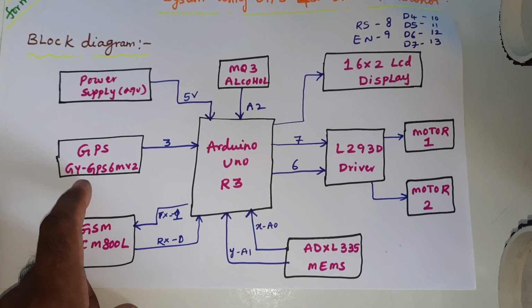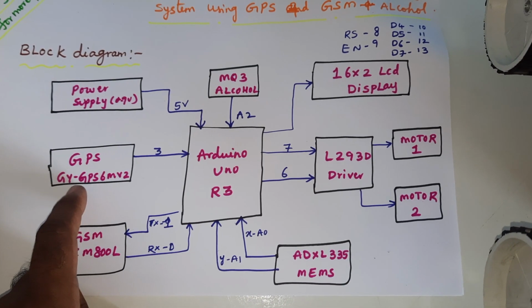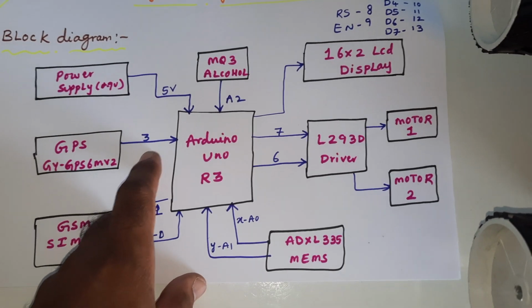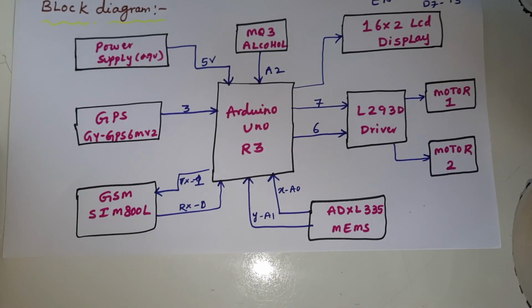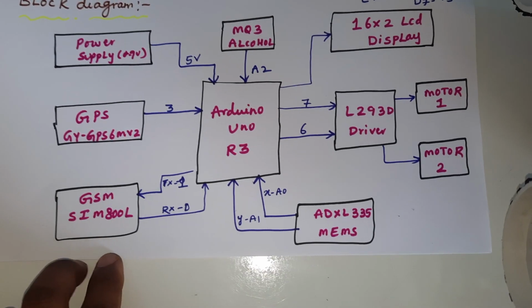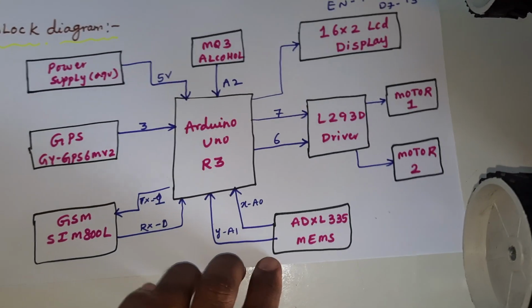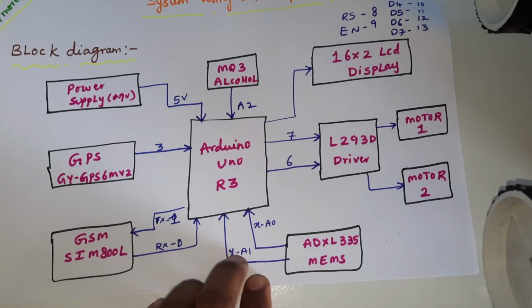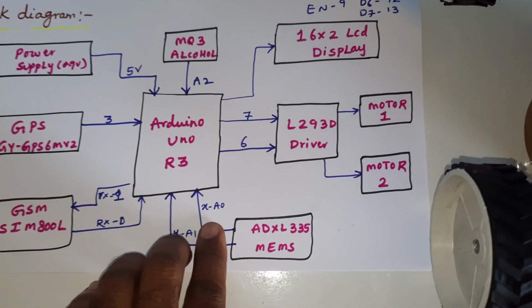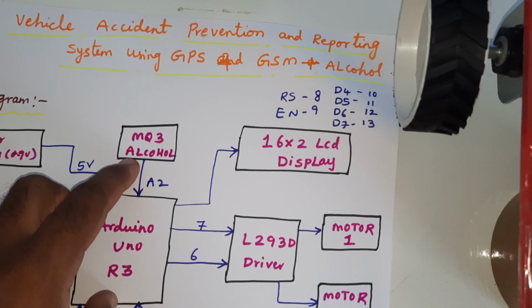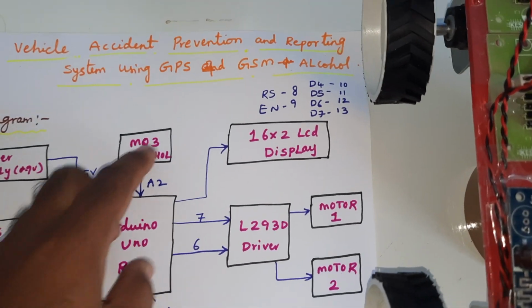With the GY-6M V2 GPS module, we get the latitude and longitude from the satellite, and it is connected to GPIO third pin. The GSM SIM900A is connected to RX and TX, pins 0 and 1. The ADXL335 MEMS accelerometer sensor is connected to the X coordinate and Y coordinate, A0 and A1, and the MQ3 alcohol sensor is connected to A2.